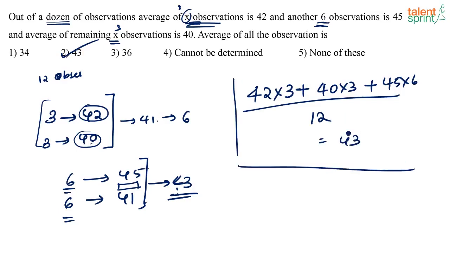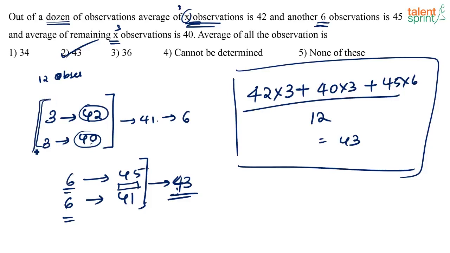But you needn't do it this way. That's what I'm trying to say. See here, since the values are given in such a way that you can directly check and find out what the final average will be. For the first 3 observations, you know the average is 42. For another 3 observations, the average is 40. So what is the average of all of these 6 observations put together?